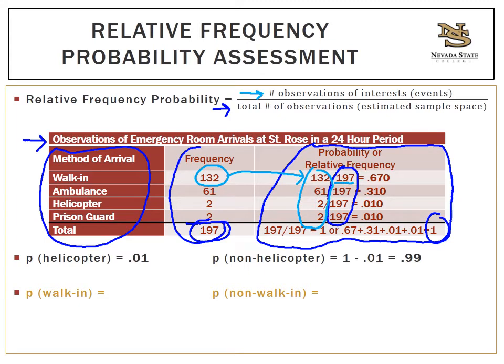So based on this table, we can answer these questions pretty easily. The proportion of patients that arrived in a helicopter comes straight from the table, 0.01. And the proportion that did not arrive in a helicopter, you could use the complement rule to find that out. So you would take 1, the probability of any event, minus the probability of the event we're not interested in, helicopter, and you get 0.99. You could also add walk-in, ambulance, and prison guard and get the same number. Now I want you to pause the video and take a second to figure out the probability of a walk-in and the probability or proportion, however you want to think about it, of a not walk-in.